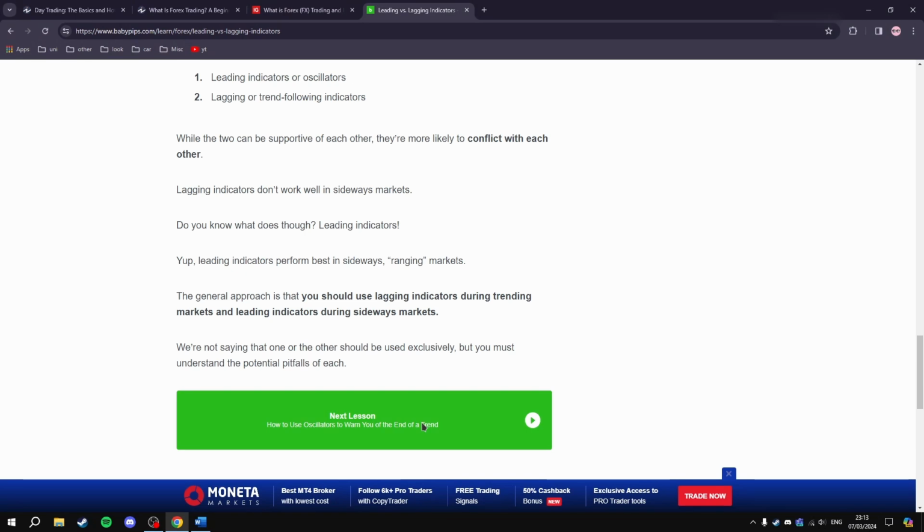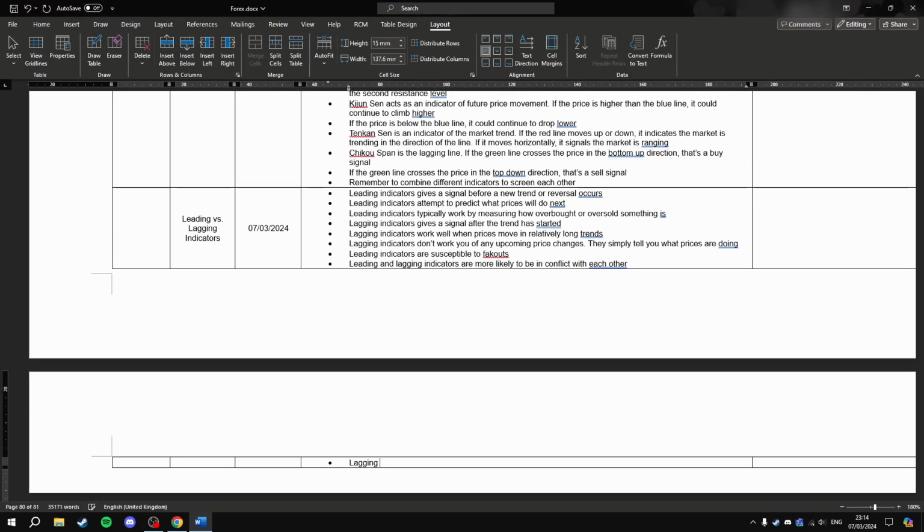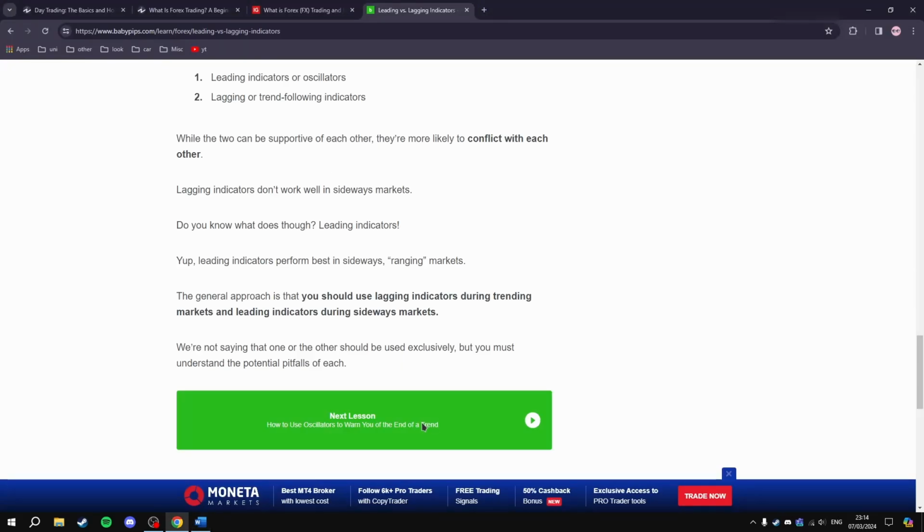Lagging indicators don't work well in sideways markets. They don't work well in ranging markets. Do you know what does though? Leading indicators. Yep, leading indicators perform best in sideways ranging markets.